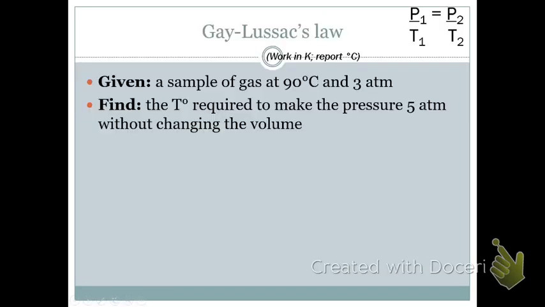Your turn. Here you have a sample of gas at 90 degrees Celsius and 3 atmospheres. Find the temperature required to make the pressure 5 atmospheres without changing the volume. Go ahead and pause the video. Do the problem in its entirety. Remember to convert it back to degrees Celsius. And then check and see if your answer is correct.